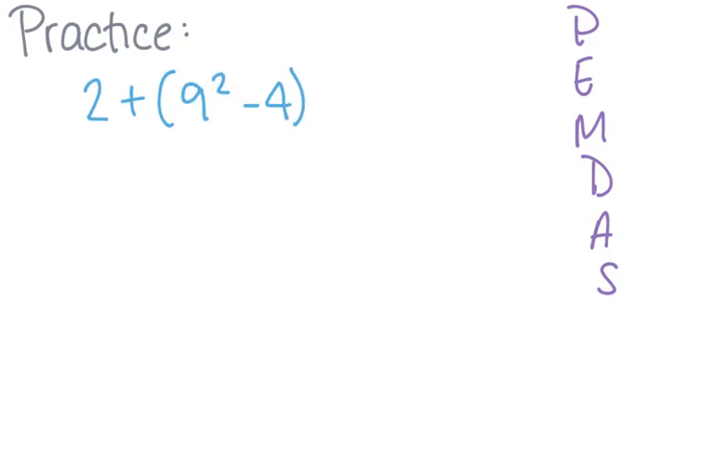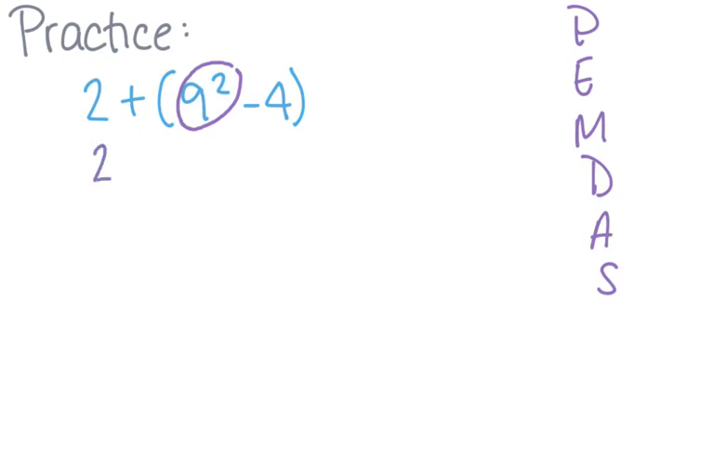So our next example is 2 plus (9 squared minus 4). And 9 squared minus 4 is in parentheses. So we're going to do the things that are in parentheses first. And we see that we have an exponent. So we have to do this exponent first before we can subtract.